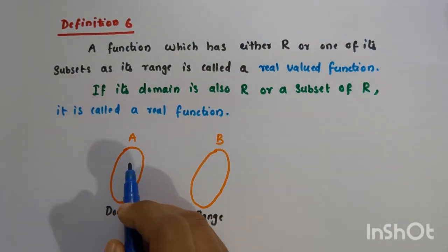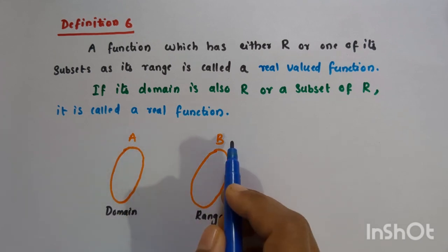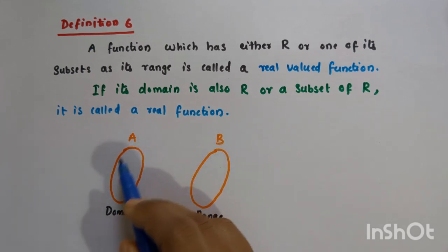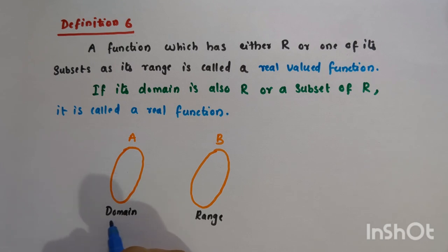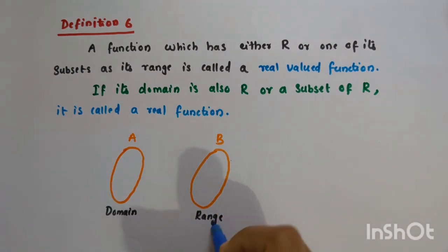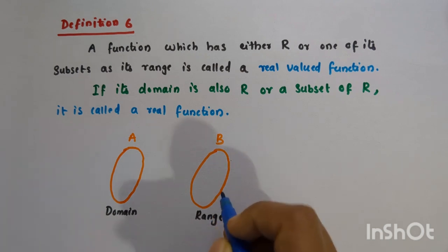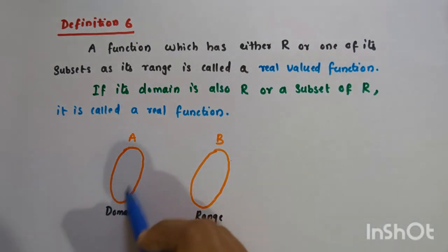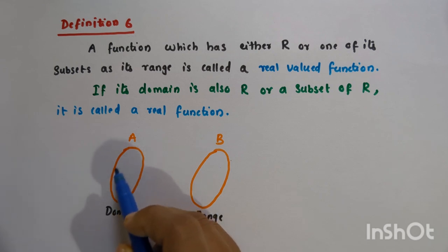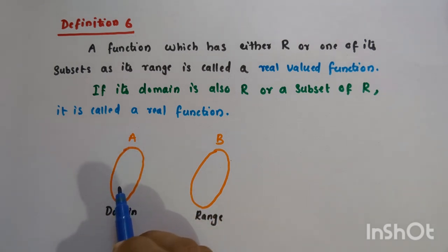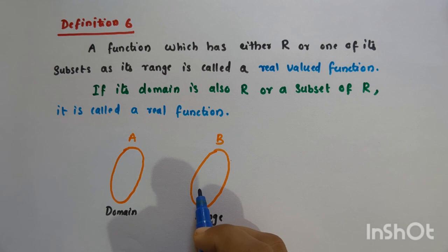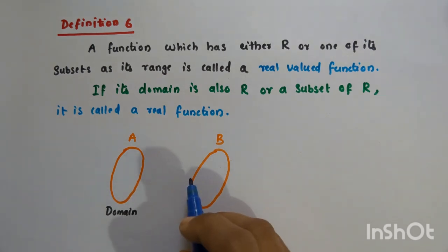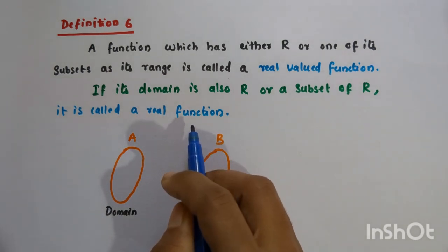Suppose we consider a function from set A to set B. The set A, the set of first elements, is called the domain, and their images will be in the second set, which is the range. If this range is a set of real numbers or a subset of real numbers, then that function is said to be a real valued function. If the domain is also a set of real numbers or a subset of real numbers, that is, both the domain and range are real numbers or subsets of real numbers, then that function is said to be a real function.